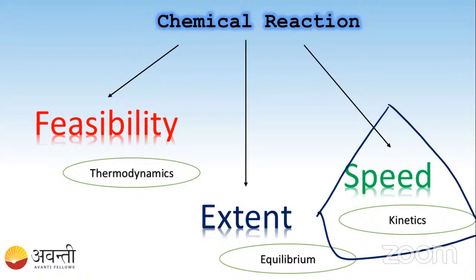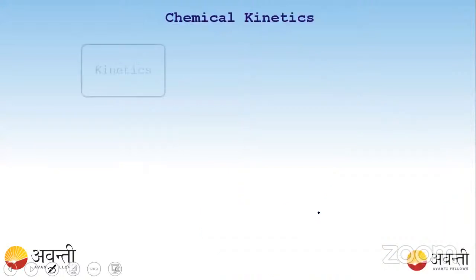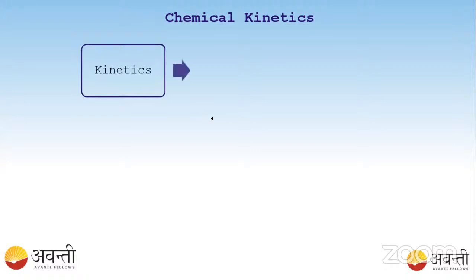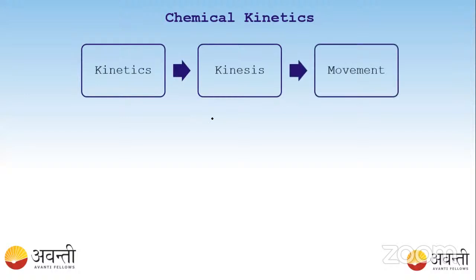So now we will go deep into chemical kinetics. As you can see, the name chemical kinetics is self-suggesting. Chemical means any chemical reactions or any chemical processes that are happening. And the word kinetics is derived from kinesis, which meant movement. So movement, speed, and rate were all synonyms.